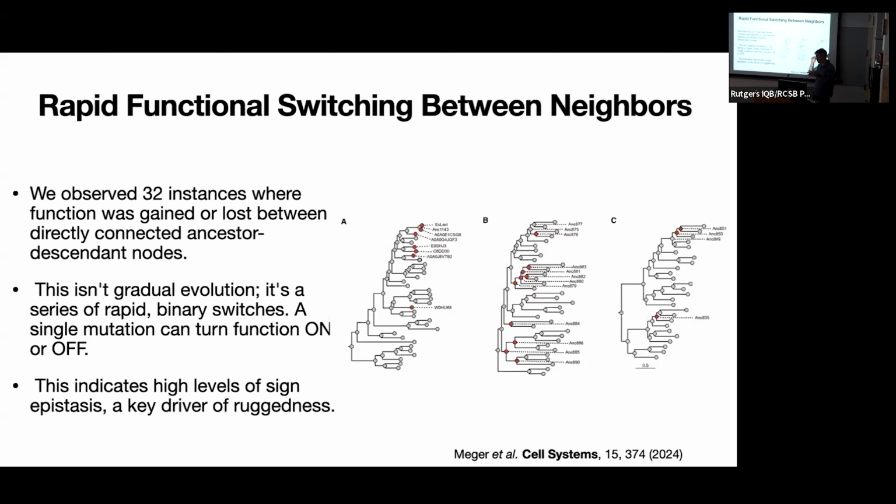And again, this is a really extreme example of ruggedness, but it's not a gradual evolution at all. It's a series of rapid binary switches. So a single mutation can turn the function off or can turn the function on. So this indicates a very high level of what we would call sign epistasis. So a mutation could be positive or it could be negative, depending on the sequence context that it's introduced into.